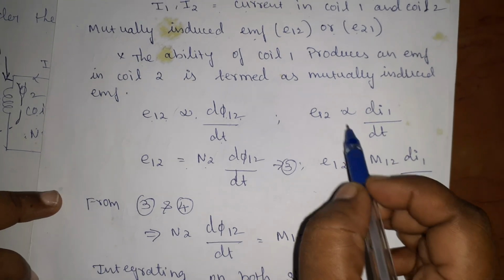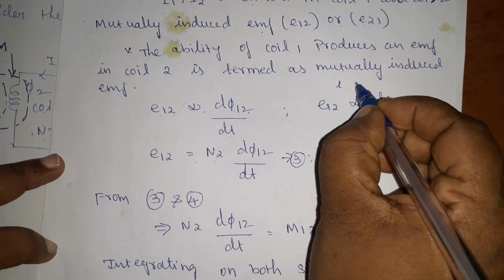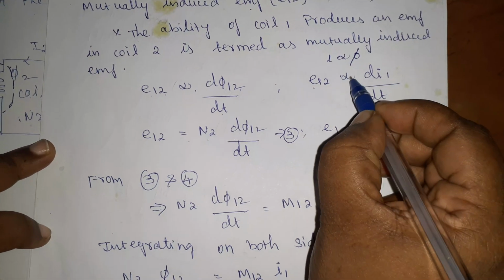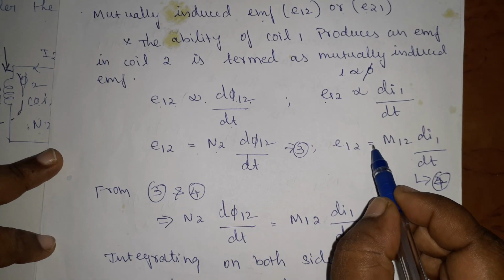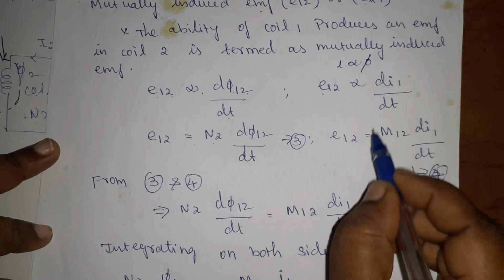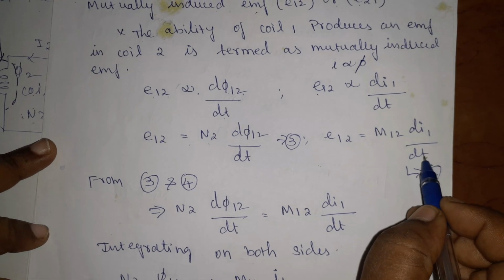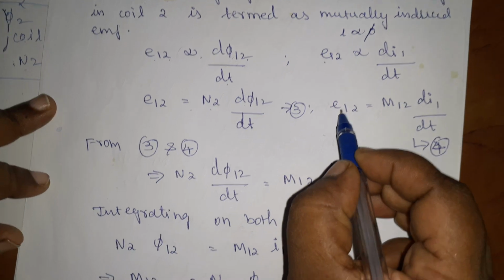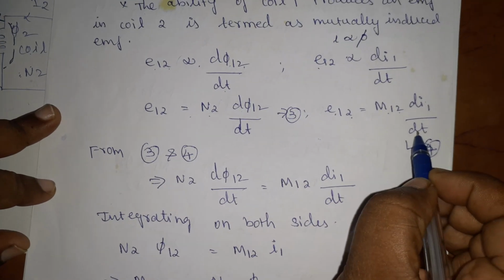Similarly, the current I1 is directly proportional to the flux, so E12 is proportional to di1 divided by dt. Here also I am going to remove the proportionality, so we need one constant. E12 is equal to M12 di1 divided by dt. Here you mention E12 equals M12 di1 divided by dt.